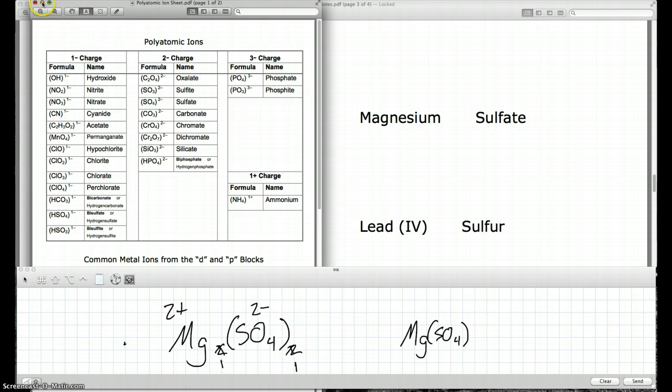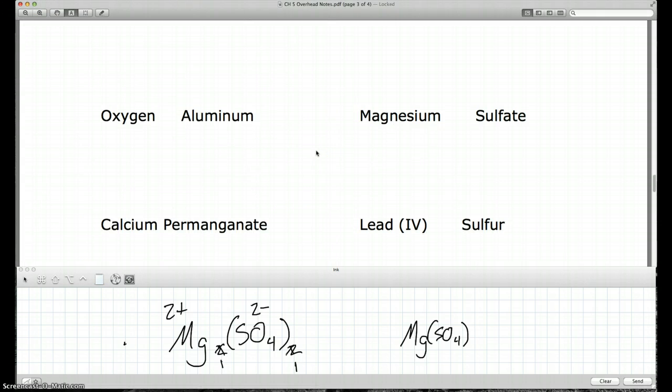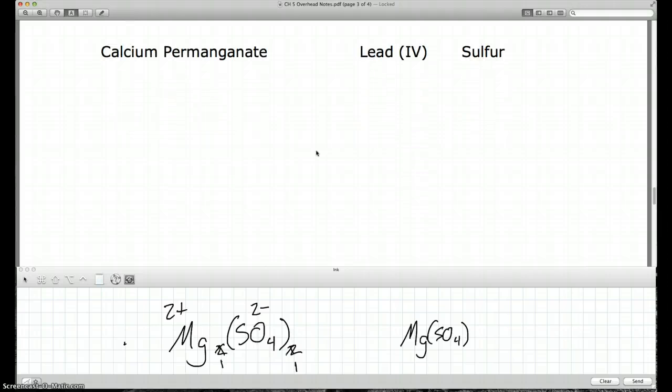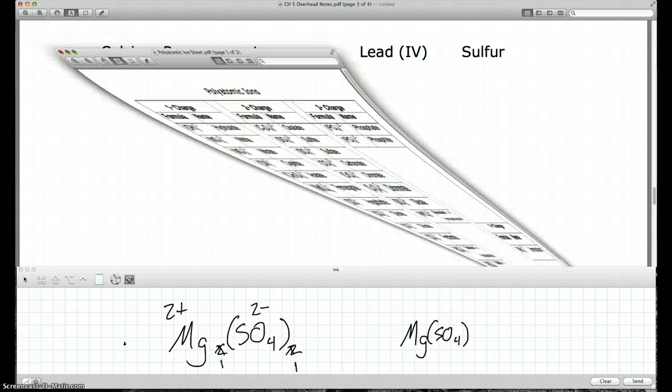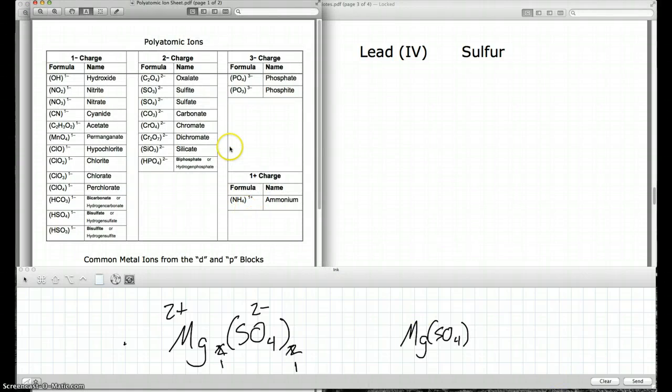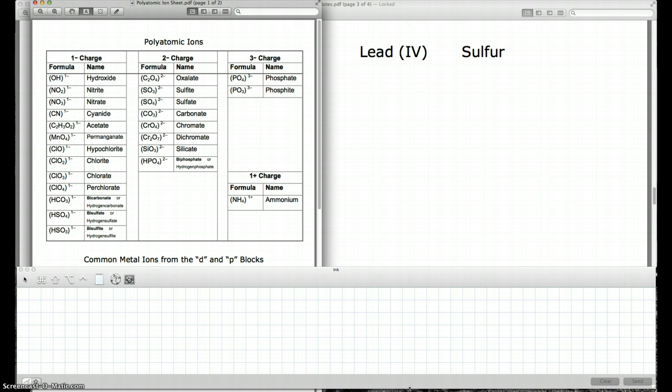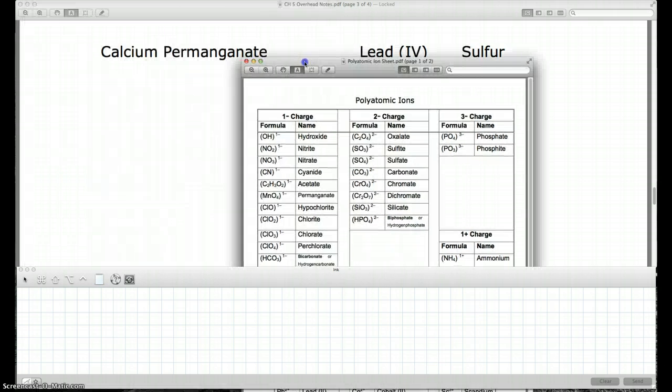So let's keep doing some examples here. Calcium permanganate. Again, ATE ending. So I know I am going to need my polyatomic ion sheet. And permanganate. There it is, MnO4. And it was calcium permanganate. Yep.